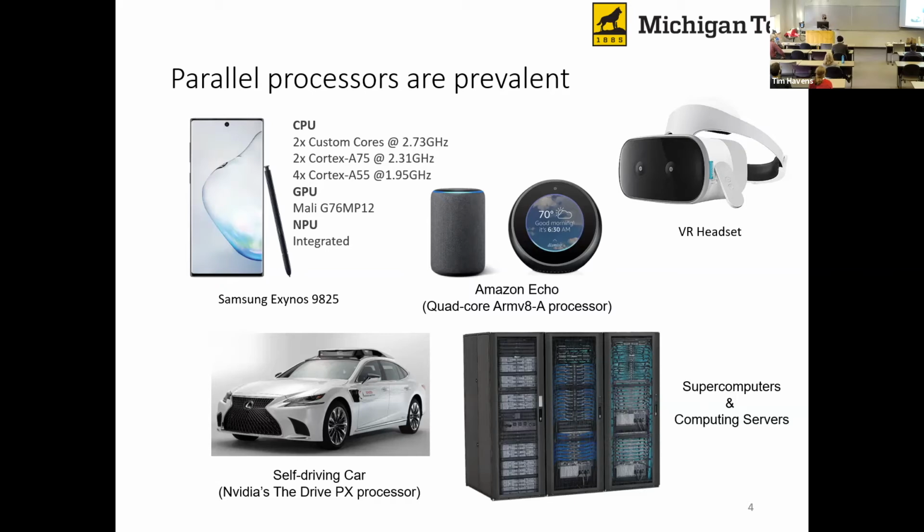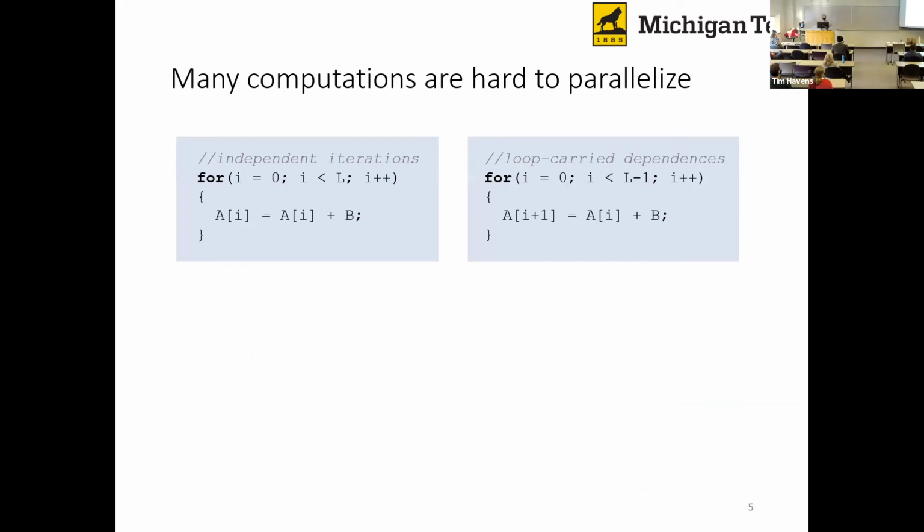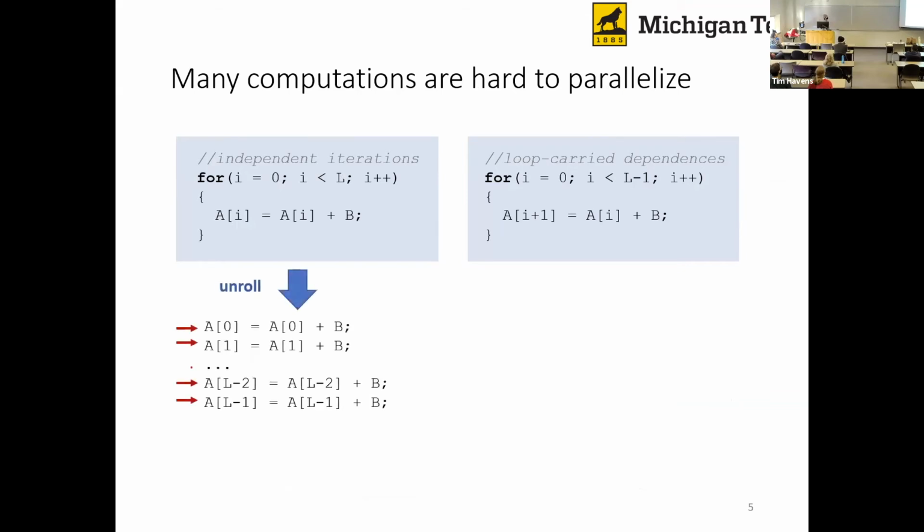But before we think about how to effectively utilize the hardware parallelism, the first and the most important question is, can your computations run in parallel? Unfortunately, there is a large group of computations that are extremely hard to run in parallel. So we can take a look at these two very simple examples. On the left, it is a loop that adds a constant b to every element in array A. If we unroll this loop, it is easy to see that different iterations can be executed in parallel. Each of them just updates an array element based on its own previous value. So we say this kind of loop is naturally parallel.